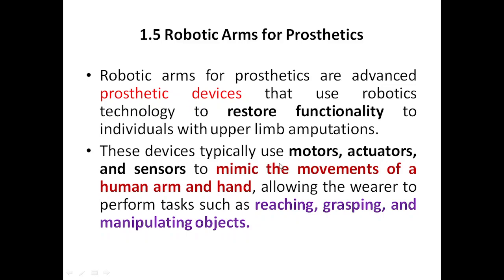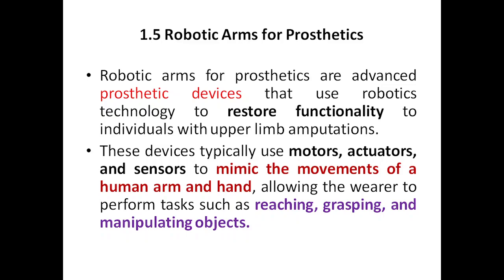These devices typically use motors, actuators and sensors. This is not just one material; it is a composition of many different materials. The motors are involved for movement and direction, and actuators are involved because whenever a signal is given, the movement should happen. For that we need actuators and sensors. Sensors are obviously to sense things. If you want to hold something, your brain should receive the signal that the arm is holding, right?